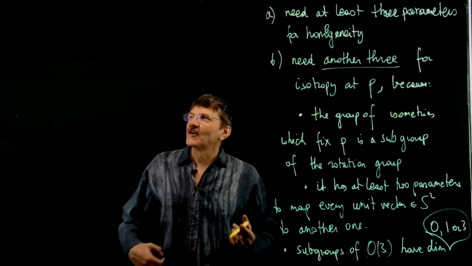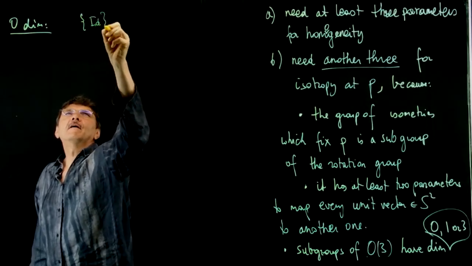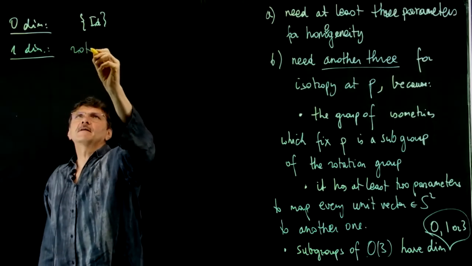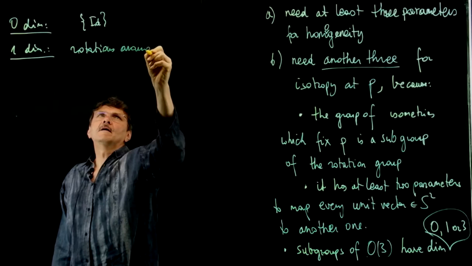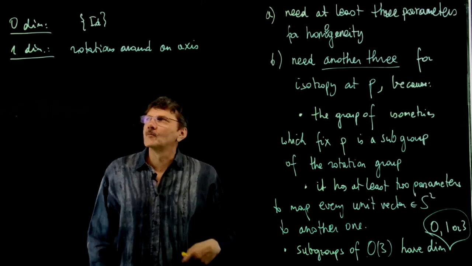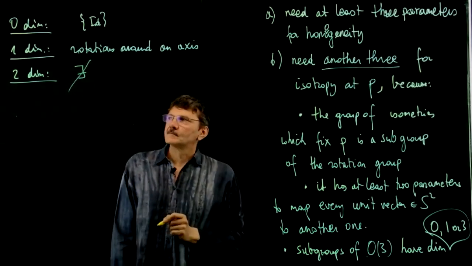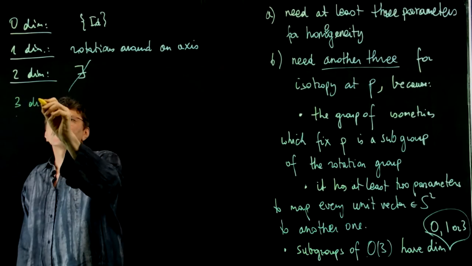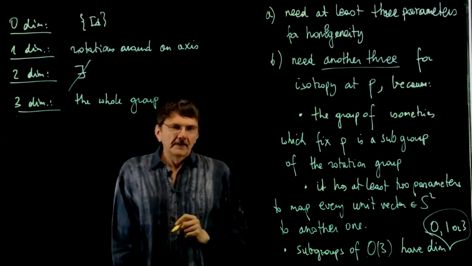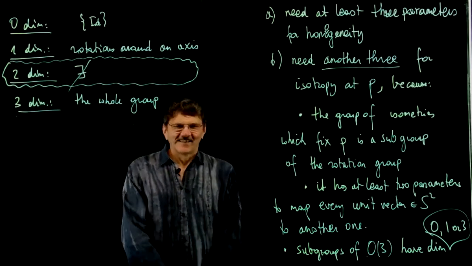So let's see. So the zero dimensional, right? So zero D dimensional is just the identity, right? So that's the zero dimensional subgroup. So one dimensional would be rotations around an axis. So you choose an axis, make a rotation, you get your one dimensional subgroup. And two dimensional, there are none. So that's the point, right? I mean, three dimensional is the whole group, of course, right? Three dimensional, the whole group. So that's the questionable guy.